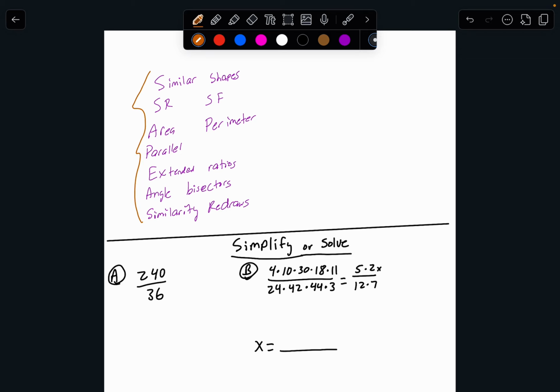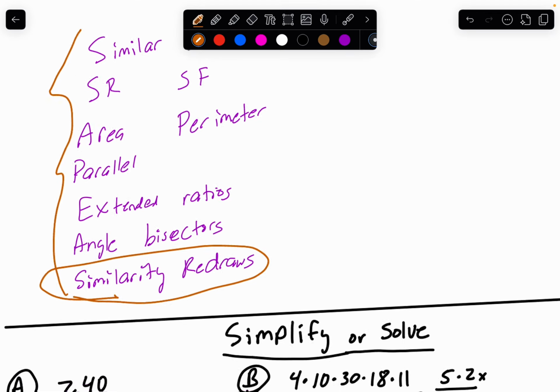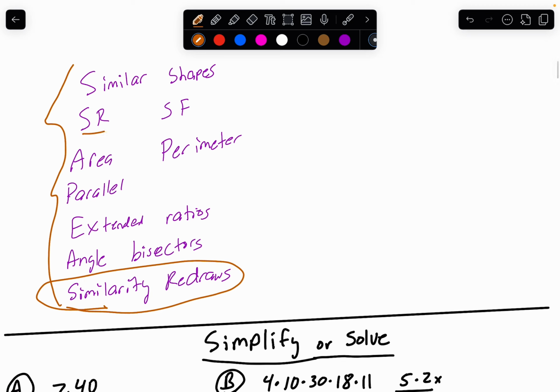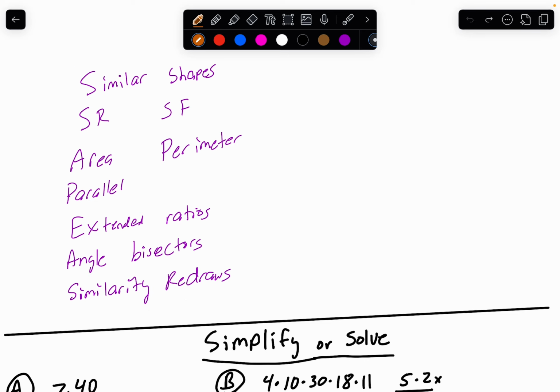This is kind of a list of the things we learned last time, with the exception of the redraws. We didn't get to that. But these are things that you do need to know the rules for. Similarity ratio, scale factor. What do you do with area? What do you do with perimeter? We're going to get to all of these things in this video.